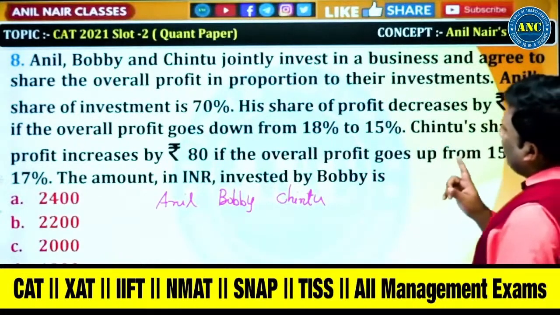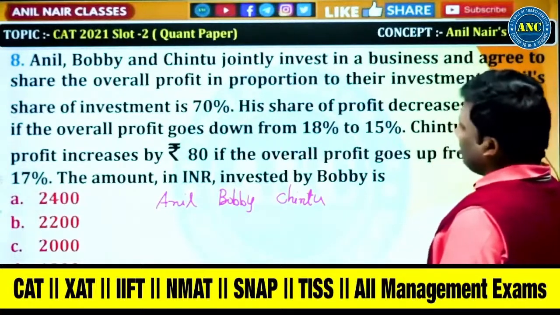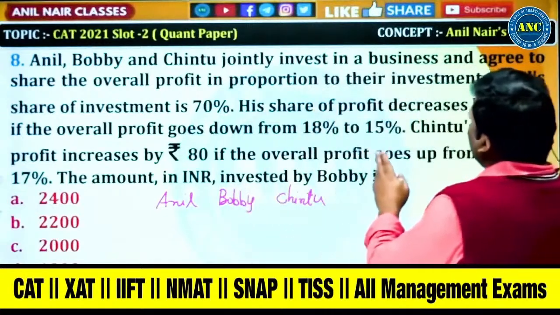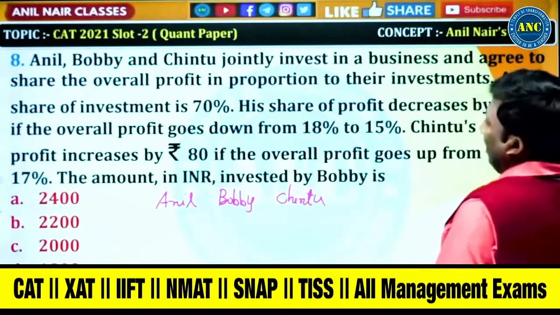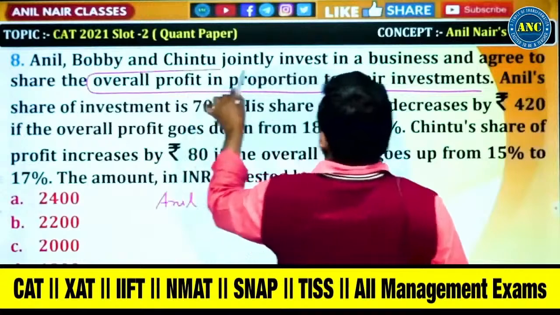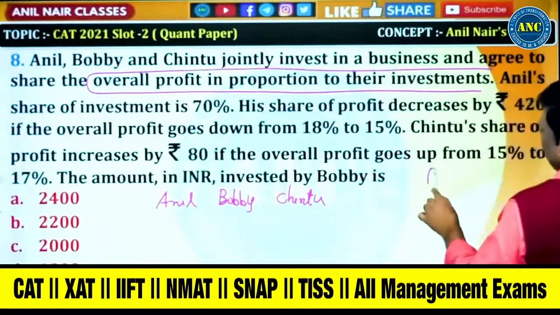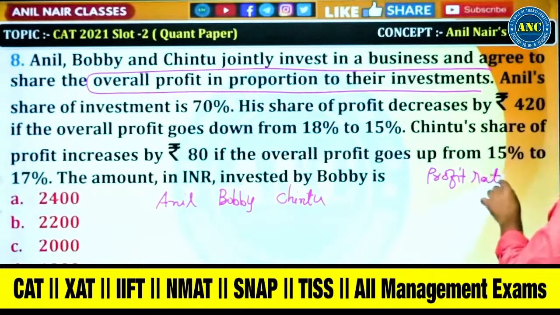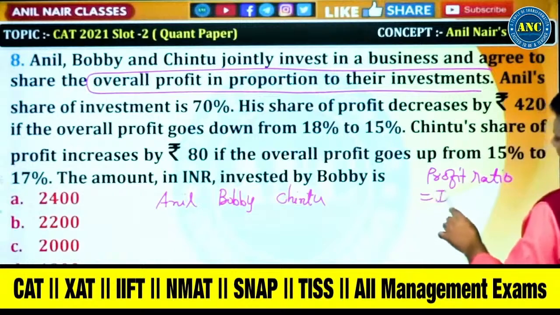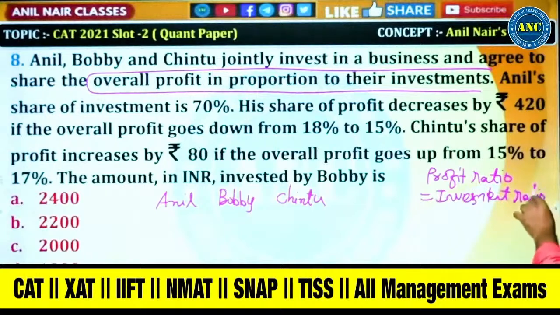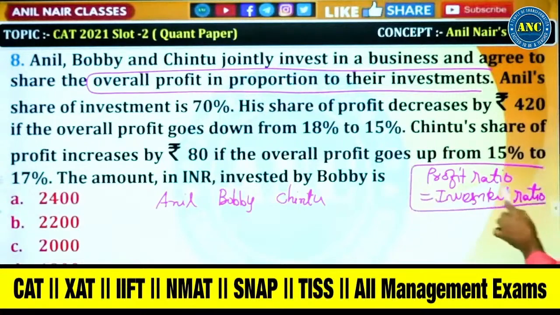Anil, Bobby and Chintu jointly invested in a business. Okay, it's a joint venture. They came together in a business and agreed to share the overall profit in proportion to their investment. That means profit ratio is equivalent to investment ratio. Who invested more will get more profit, who invested less will get less profit. I hope this first point is clear.